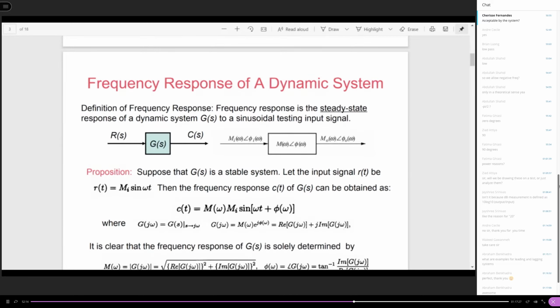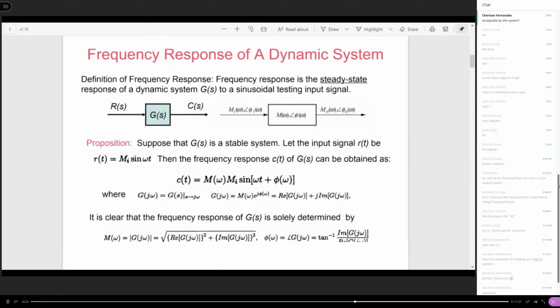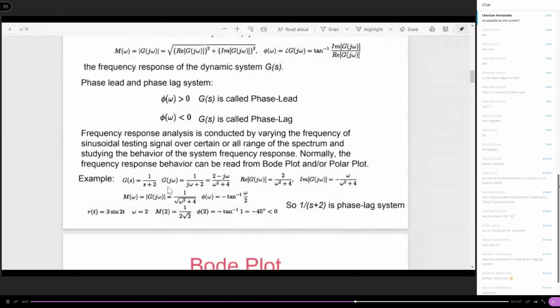Understand the other way, it is the filter, right? High pass filter, low pass filter. For this example here, 1 over s plus 2, if you want to use a high pass filter or low pass filter to describe the system, now tell me: is the system a high pass filter or a low pass filter?